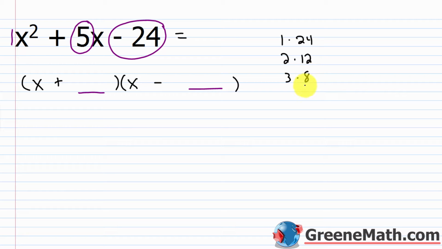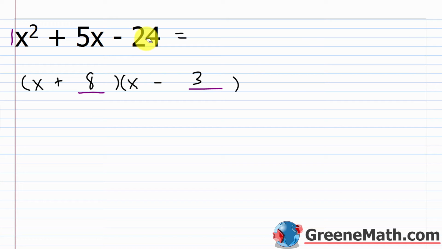Now, when I see something that I know in my mind, those two integers, if I play around with the signs, could get me to 5, I just stop, right? 3 and 8, if I play with the signs, will work. If I had a negative 3 and a positive 8, well, negative 3 times positive 8 would give me negative 24. Negative 3 plus 8 would give me positive 5. So I know I want x plus 8, and I want x minus 3. So that's how you go about factoring these easy scenarios.